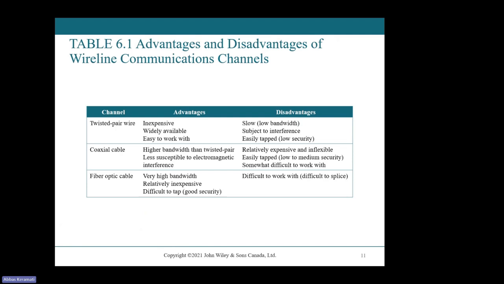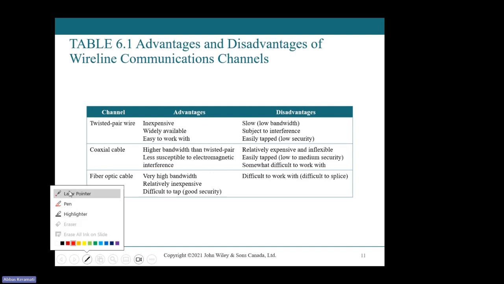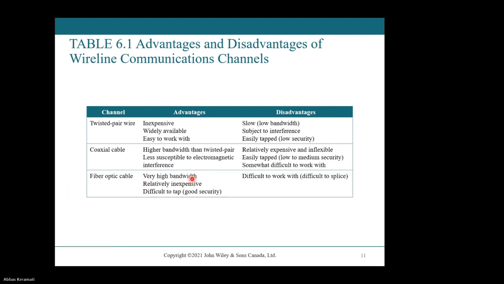You can see here the advantages and disadvantages of twisted pair wire, like the telephone cables. Telephone cable is twisted pair wire. And coaxial cable is the TV's antenna. If you have a TV at home, the TV's antenna is coaxial cable. And then fiber optics cable has very high bandwidth. As I said, the internet, the network connection is very fast.